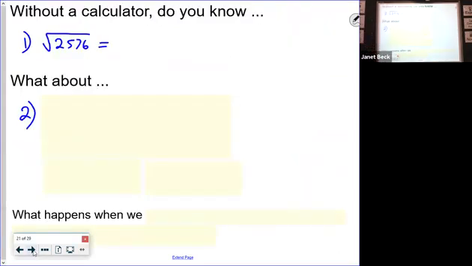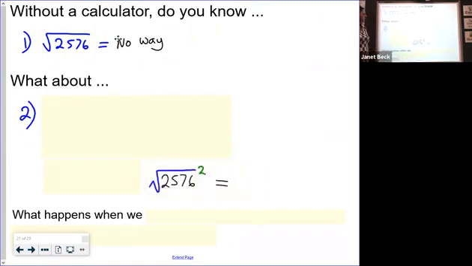Right, what we're going to be doing today is composing different inverse trig functions. But before we do, let's have a look at what happens when you compose functions. Could you solve this problem without a calculator? No way can I do that. But what happens if I made it a more complicated problem?